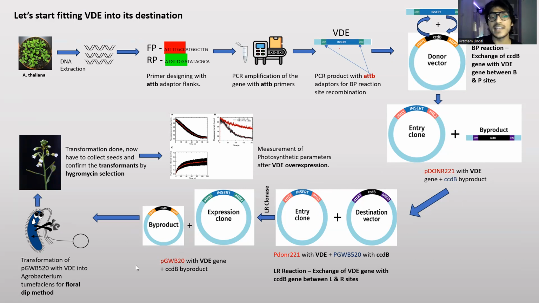After validating these steps, our main motive is to put this pGWB having our VDE gene inside Agrobacterium, which is a method to transform plants. After validating the transformants in the plants, we can measure the parameters which we wanted to measure.